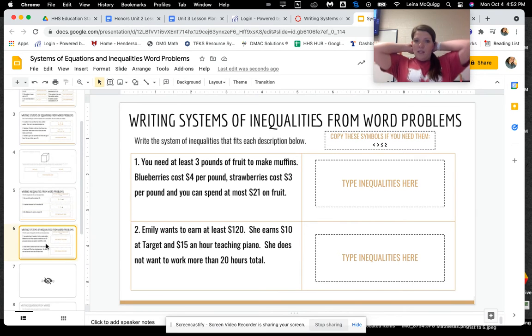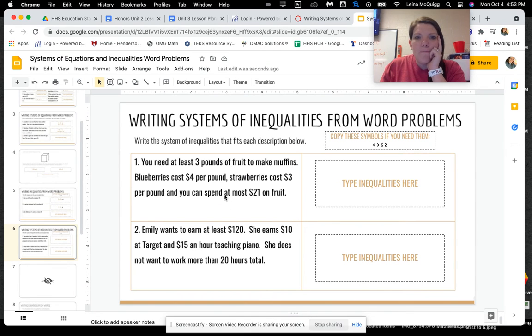All right, so number 1, you need at least 3 pounds of fruit to make muffins. Blueberries cost $4 per pound, strawberries cost $3 per pound, and you can spend at most $21 on fruit. So first, let's determine what kind of totals we have here. Well, I see that we have a total of 3 pounds. We can buy 3 pounds of fruit, and we cannot spend more than $21. At most, I can spend $21, okay? So these are my 2 totals, and then I need to build equations around these totals.